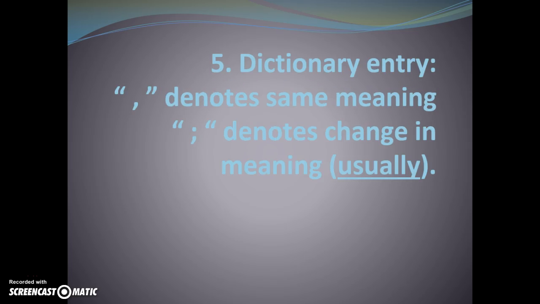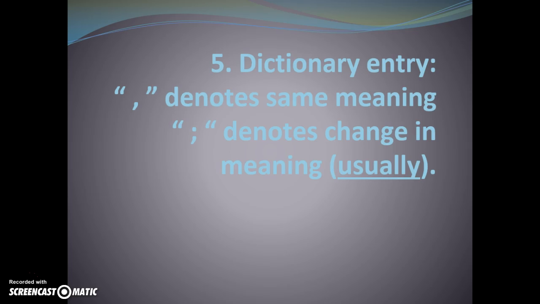If we look at a dictionary entry, number 5 here, a comma denotes that it is the same meaning, so those would be synonyms. A semicolon means that you are going to change the meaning. Now this is not the same for every dictionary, so if you're looking at your dictionary entries and you're confused as to what all the commas and semicolons mean, let me know and I can help you interpret it, because every dictionary is slightly different.